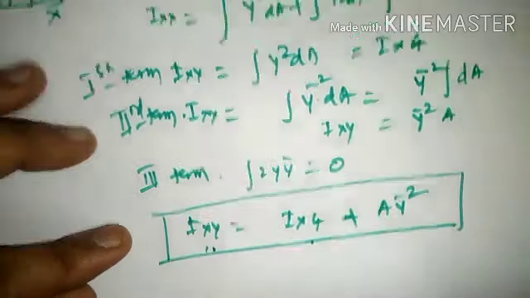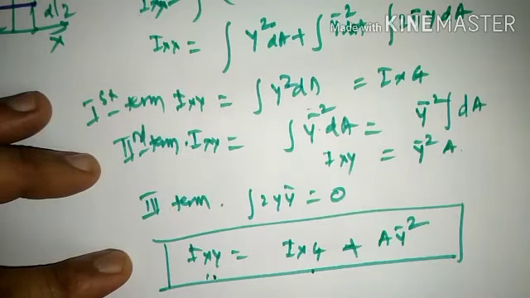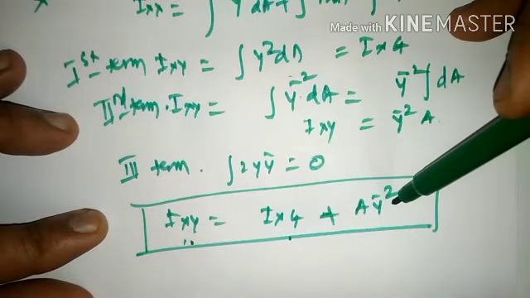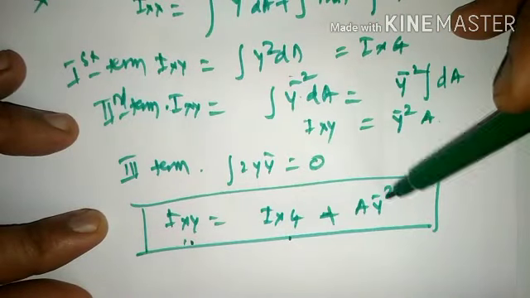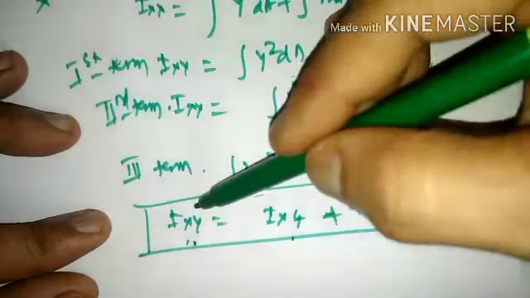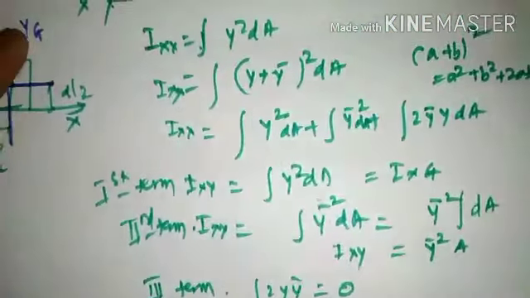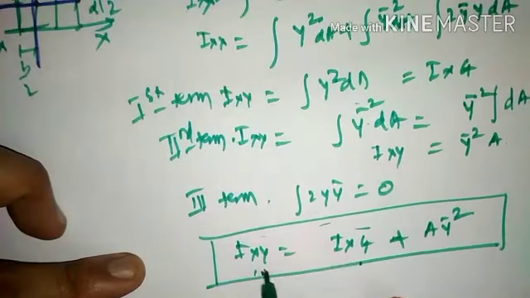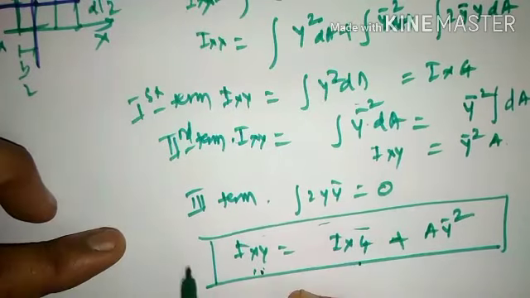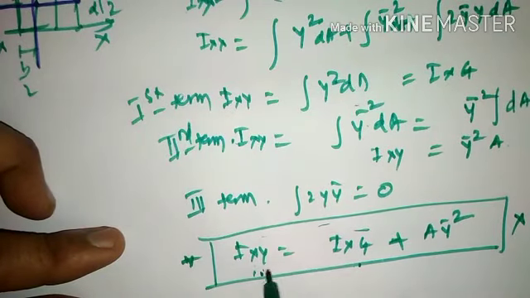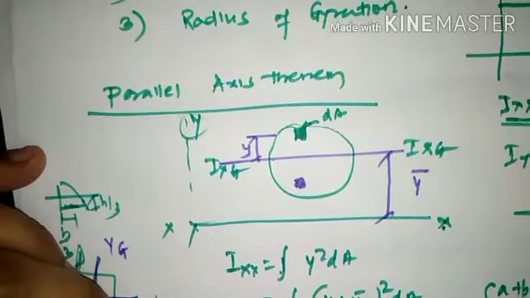That means the distance between the two parallel axes is nothing but y bar, and the product of the area and the distance between the two parallel axes is the area times y bar square. It is the relationship between the two parallel axes, one is Ixg, the other one is Ixx. It is nothing but the equation between Ixx and Ixg. So this is the moment of inertia, as it has a relationship between the two parallel axes, that is Ixx and Ixg. We call that particular theorem the parallel axis theorem.